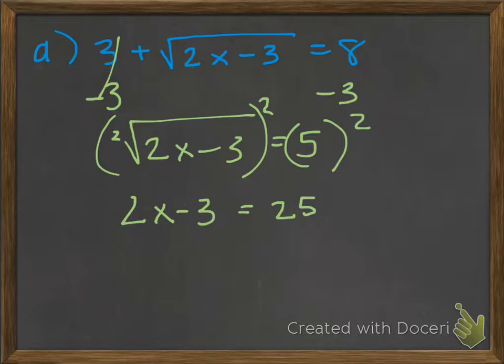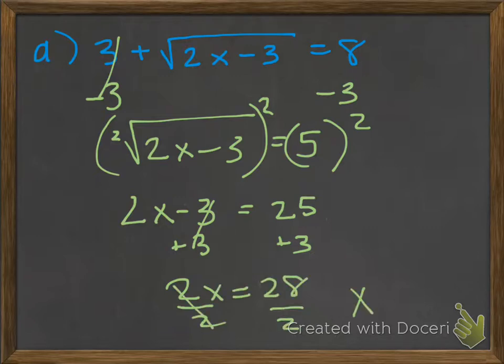And now we have to get x by itself. So I'd add 3 to both sides. 2x equals 28, divide by 2, so x equals 14. Okay, so quick check, if I plugged it back in, 2 times 14 is 28, 28 minus 3 is 25, the square root of 25 is 5, 3 plus 5 is 8. So for these problems you will always know if you are correct or not. You can plug them back in and check.